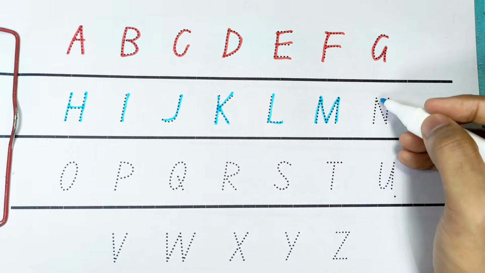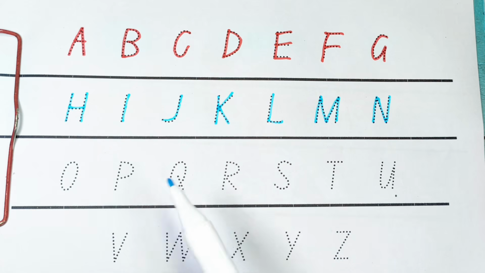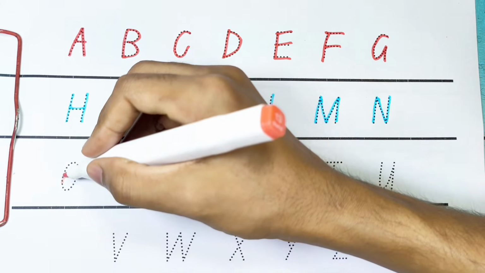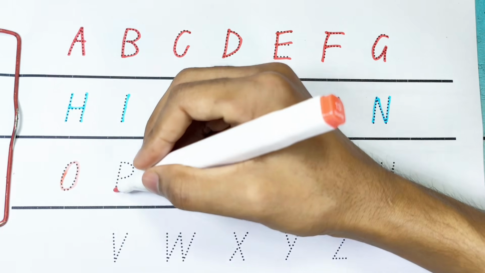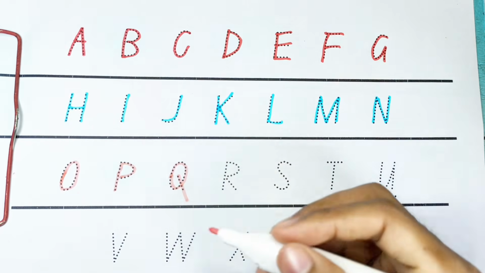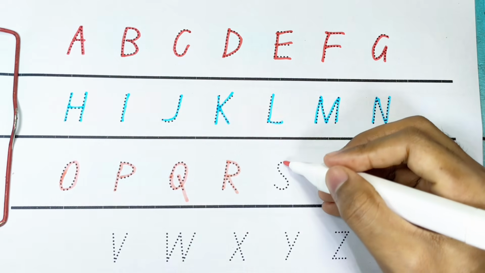The next one is N. Stay with us. Now we're writing the alphabet of N. The next one is O. Scarlet color. Writing the alphabet of O. O for orange. P. And the next one is Q. Q for queen. Kids, the next one is R. R for rose. R for rice.